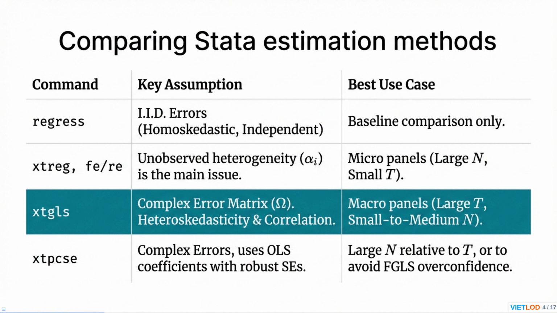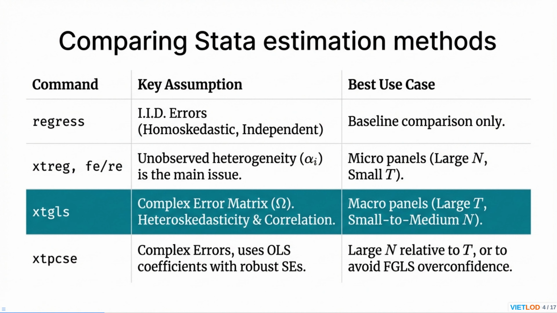Here, we compare key Stata commands for panel data estimation, outlining their underlying assumptions and best applications. The regress command serves as our basic benchmark, assuming independently and identically distributed errors, ideal for initial comparisons. For micropanels, characterized by many units but few time periods, the xtgls command with fixed or random effects is the go-to. Its strength lies in handling unobserved heterogeneity, like individual specific effects represented by alpha sub i.